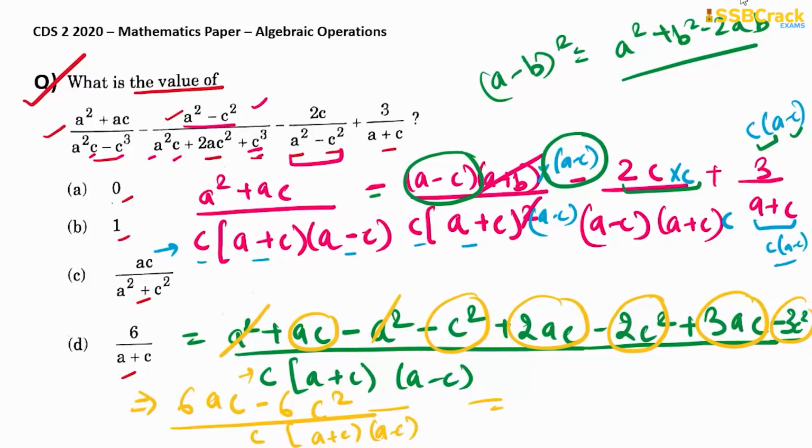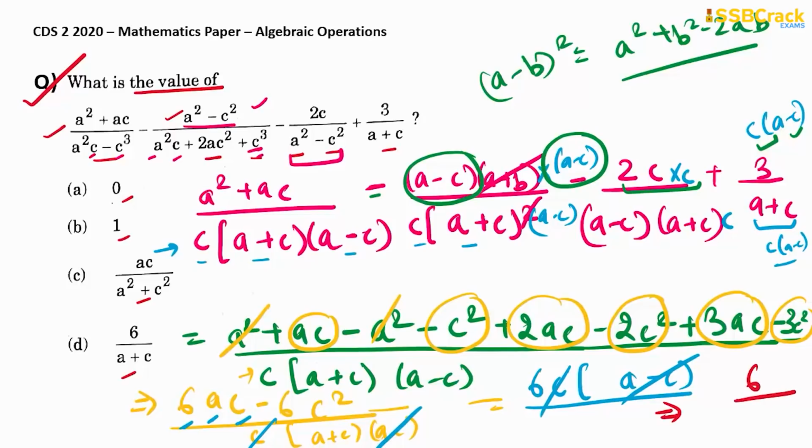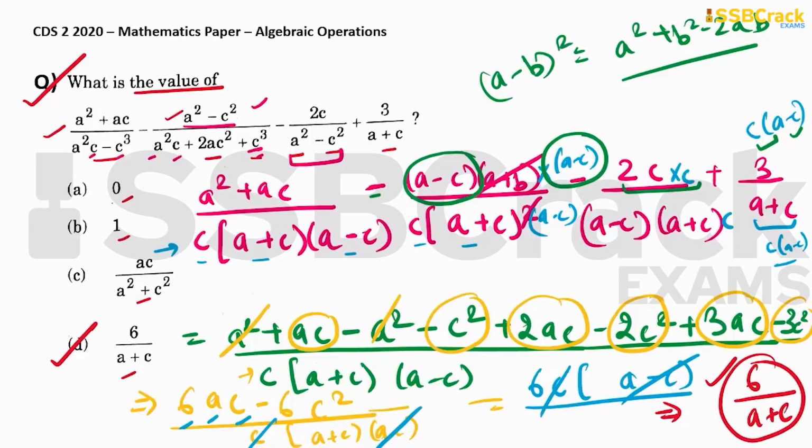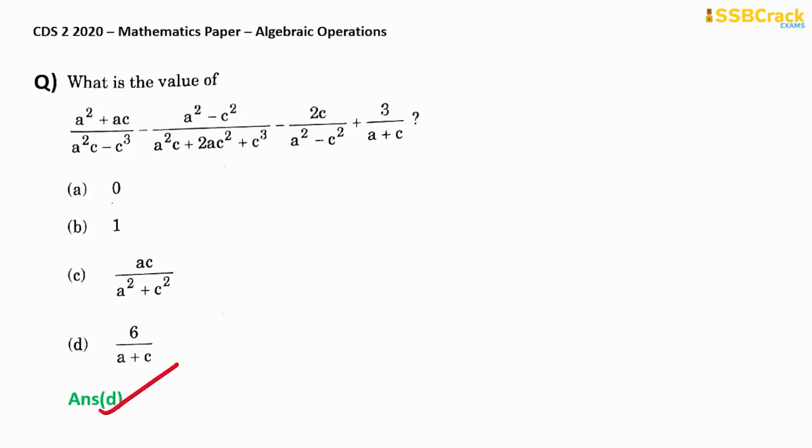Okay. In the numerator we can take 6c common. So it will be 6c, and in the bracket we have a minus c, right? And in the denominator we can cancel c with this c, this a minus c with this a minus c. So we will be left with only two things, which will be 6 upon a plus c. Okay. And this exact term is given in option D. Hence option D should be the correct answer for this question. Let's check. So yes, option D is correct only.